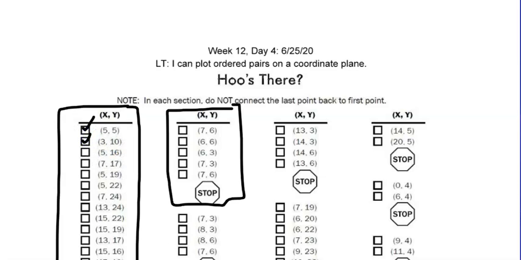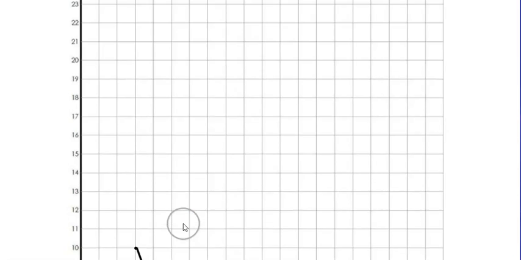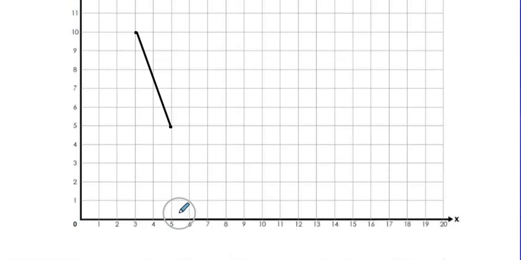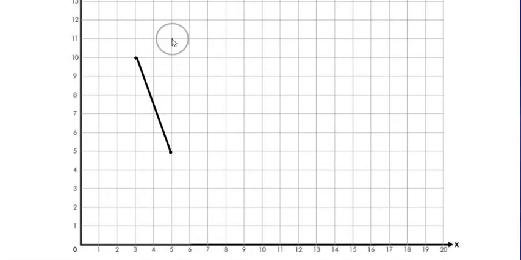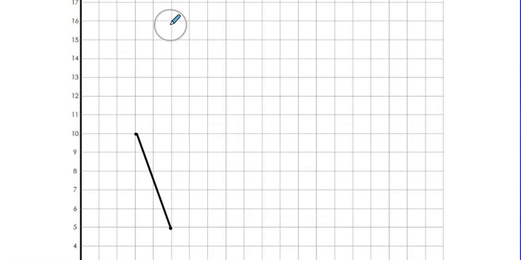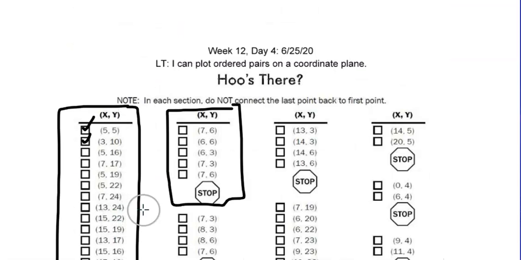I go to 5, 16. So over to 5, up to 16. And I put my point. Put that a little bit better. 5, 16. This was the last point that we did, so we're going to connect these 2 together. You'll notice that I started here, connected it to here, and then connected it to the third. So now I'm done with this one.